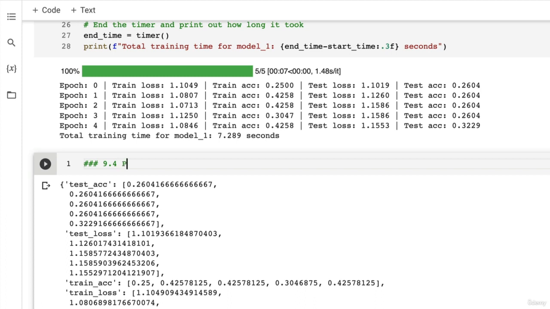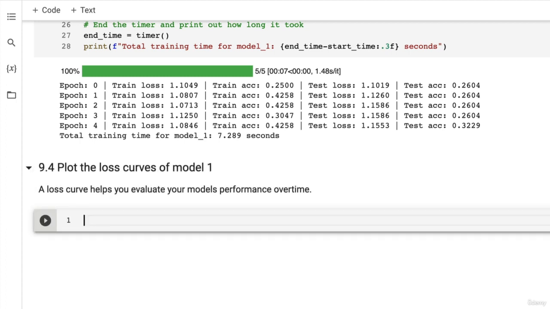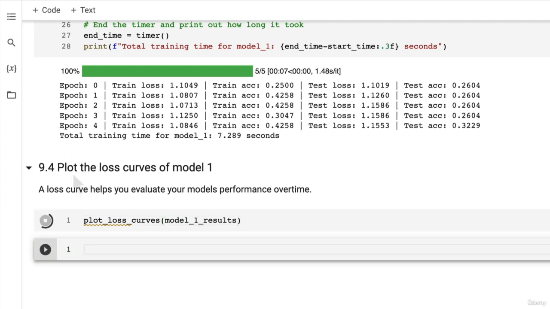Recall that one of the best ways, not just my favorite, to evaluate the performance of a model over time is to plot the loss curves. A loss curve helps you evaluate your model's performance over time, and it will also give you a great visual way to see if your model is underfitting or overfitting. So let's plot the loss curves of Model 1 results and see what happens.